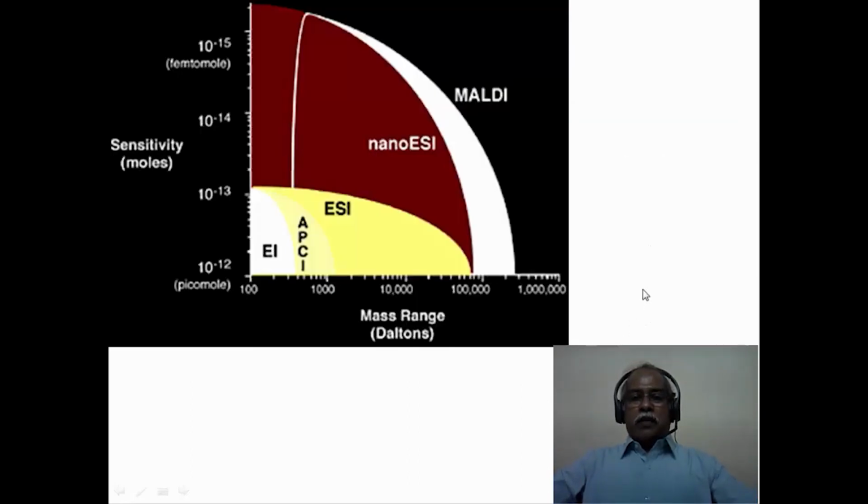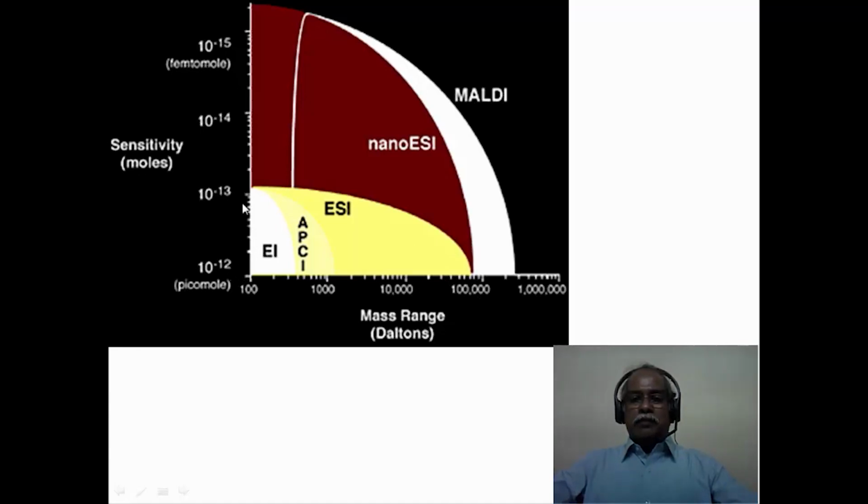This is a familiar graph you have already seen, dealing with the mass range that is covered by the various ionization techniques and the sensitivity related to that particular technique. Let us focus on electrospray ionization mass spectrometry. Now, electron impact ionization and chemical ionization mass spectrometry typically go up to a mass value of 1200 Daltons or so. Beyond that, it is not possible to use these two techniques, whereas electrospray ionization goes beyond 1000 all the way to 100,000 or so, with sensitivity of the order of picomolar concentration.